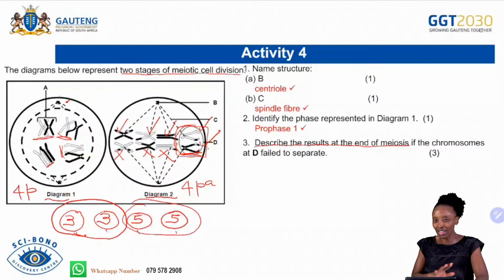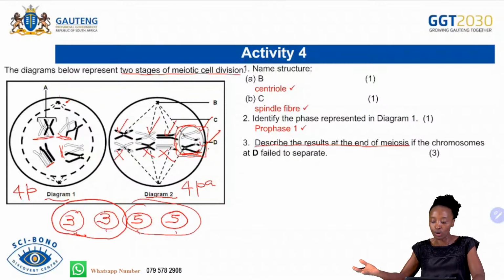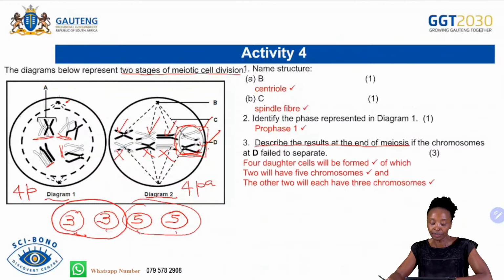This question did not ask us about the syndrome. This question asked us what will be the result. What are we going to find at the end of meiosis? And this is what we are going to find. So let's look at the answer.